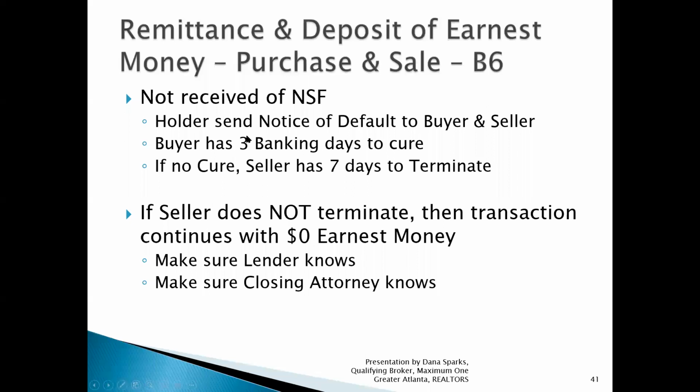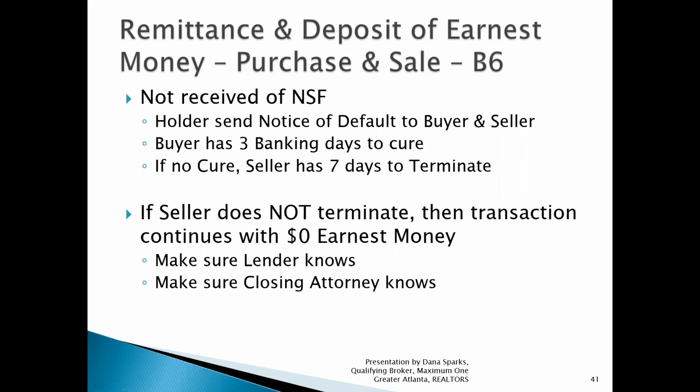In essence, you guys, the purchase and sale agreement is a receipt by the holder for that money. If I'm named as the holder of the earnest money and I never get it, or I get it, but it bounces from the bank, you better believe I'm sending notice saying, this receipt is no good. I am not in possession of $5,000. Buyer, you are in default.